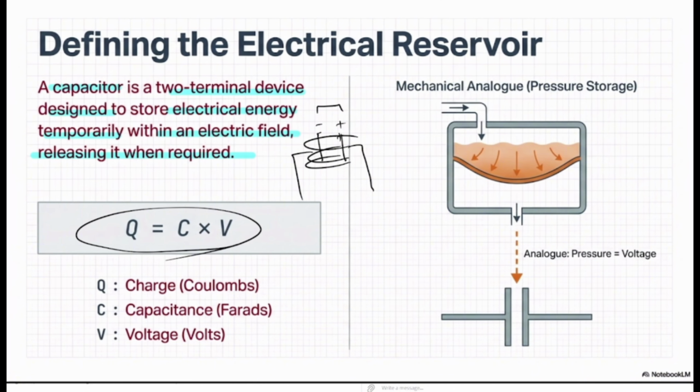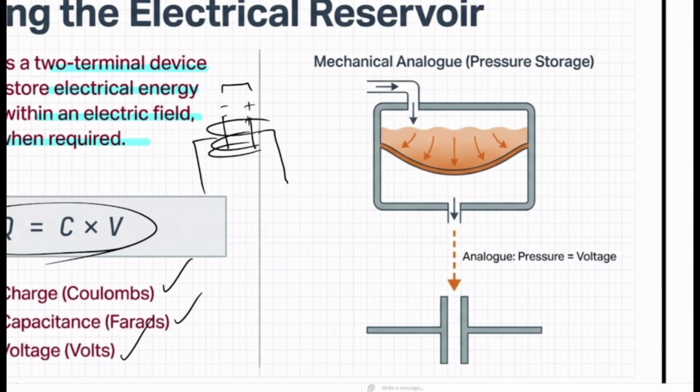What is Q? Q is something we call charge. This shows how much energy we are going to store inside a capacitor. C is something we call capacitance. This is the capacity of the capacitor. Obviously, they have different capacitance. And finally, V is the voltage between both plates of the capacitor itself.